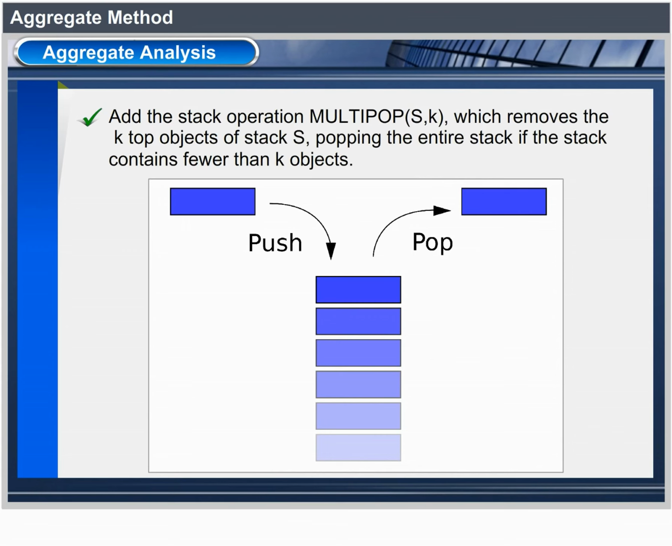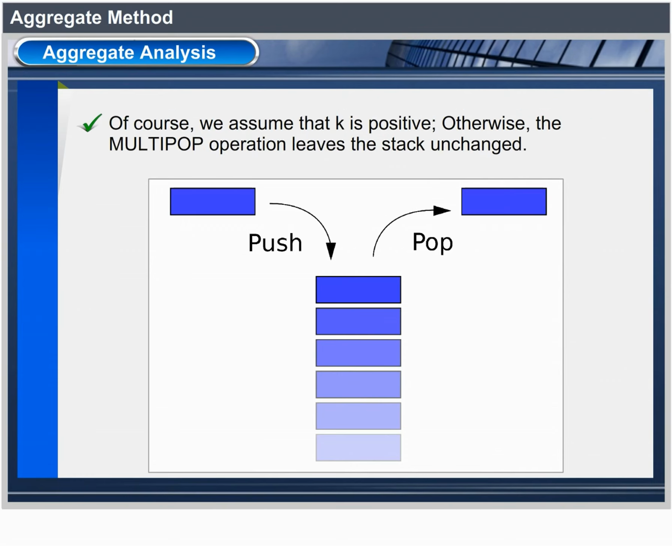Add the stack operation multipop of S, k, which removes the k top objects of stack S, popping the entire stack if the stack contains fewer than k objects. Of course, we assume that k is positive, otherwise the multipop operation leaves the stack unchanged.